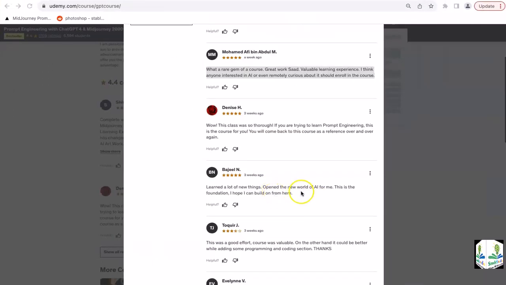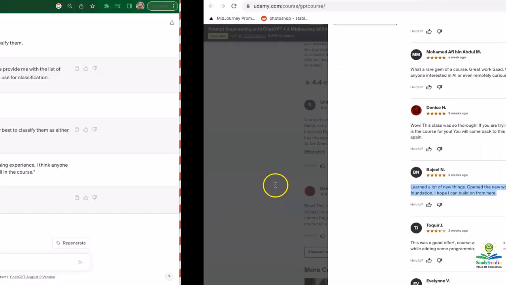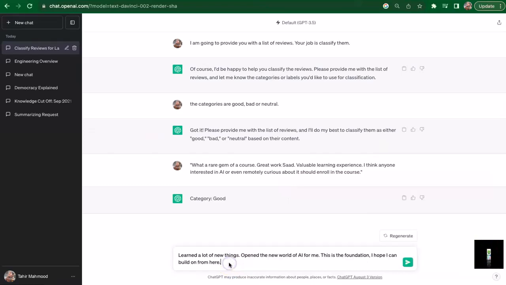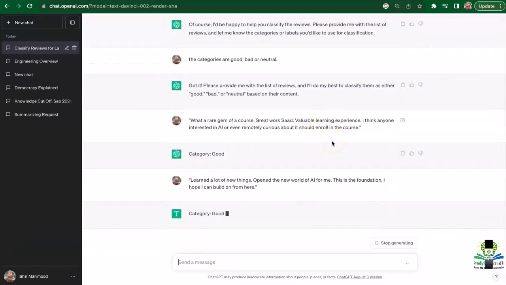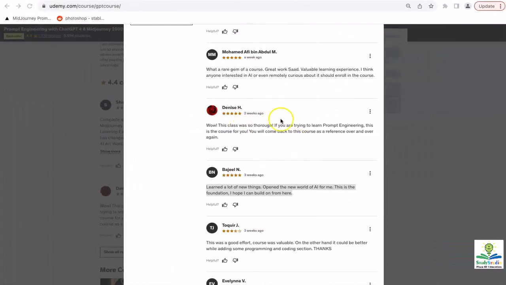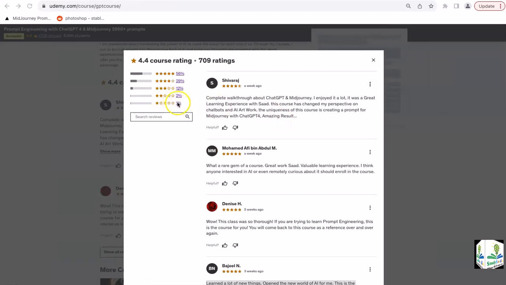Let's try another one. Learned a lot of new things, opened the new world of AI for me. This is the foundation I hope I can build on from there, by Bajee. So if I copy this, I should expect a similar response of good. Yes. Now let's try some of the lower reviews.